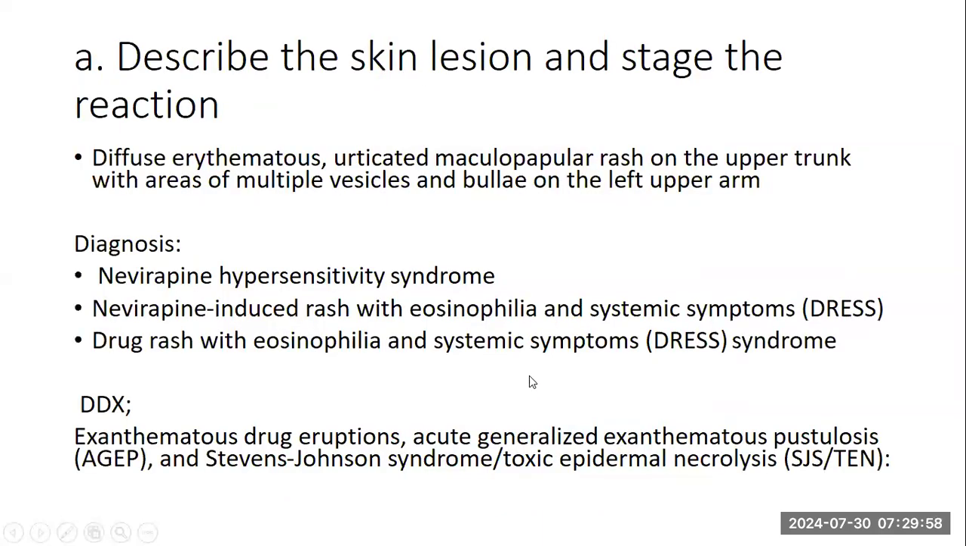And the question is, with your culprit drug, what do you think? What are the other differentials you have to consider? Looking at the duration, the close differential is exanthematous drug eruption. You may also consider acute generalized exanthematous pustulosis. Stevens-Johnson syndrome can also be considered, and then toxic epidermal necrolysis can also be considered.